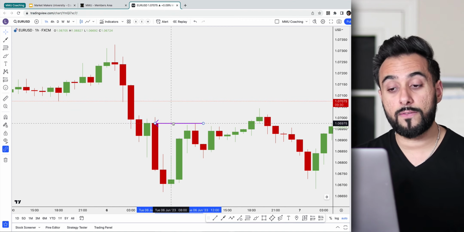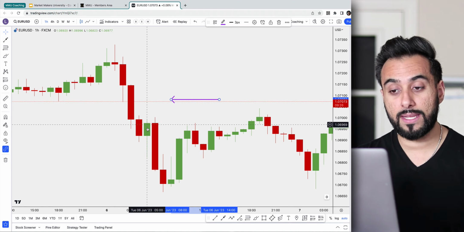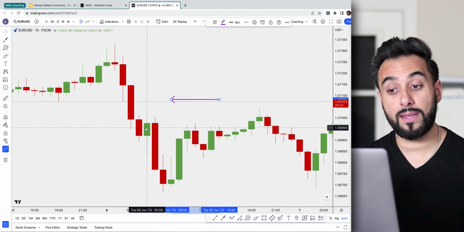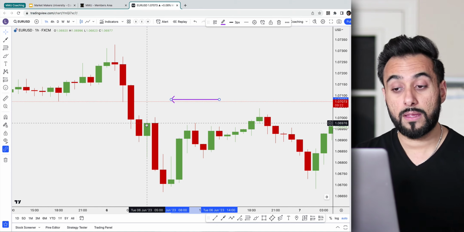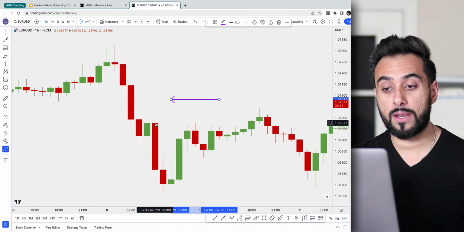Now, most of the time, especially when you're trading Forex, wherever the candle ended, so since this is a green candle, which means it ended up, usually that means the next candle will begin right where the previous candle left off.